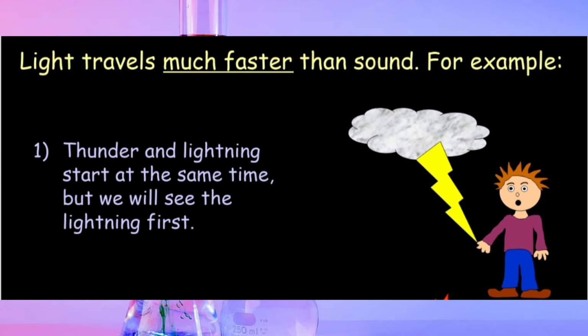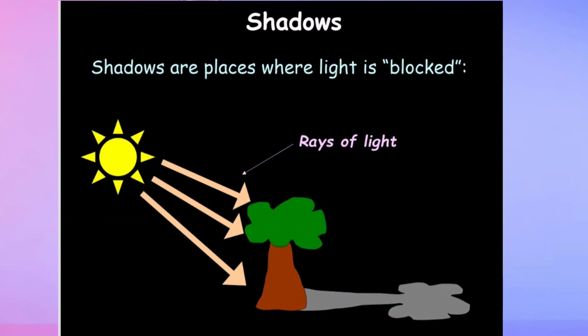Well, that's true. For example, thunder and lightning. Thunder and lightning start at the same time, but we will see the lightning first. Another clear property of light is that light can create shadows. Shadows are places where light is blocked.